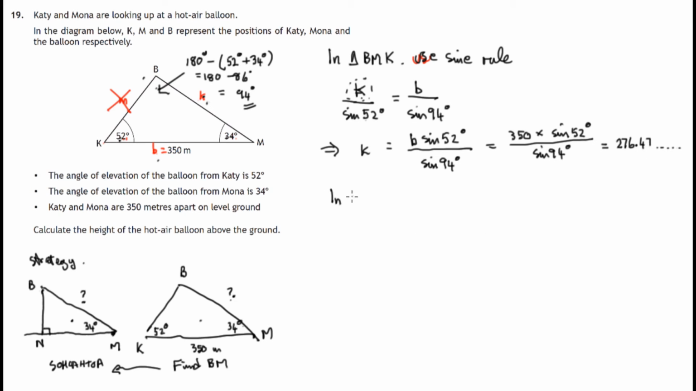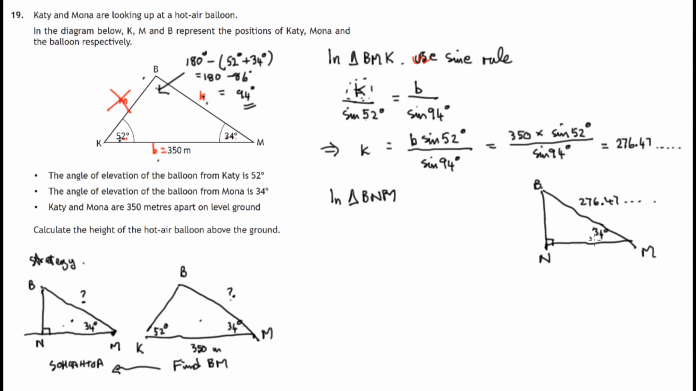So in triangle BNM, you have to make sure that you have a diagram of what we mean by BNM. So we've dropped a perpendicular from the balloon to the ground, and we know that was 34 degrees. We've already worked this out. It's 276.47 and so on, and we're trying to find BN.